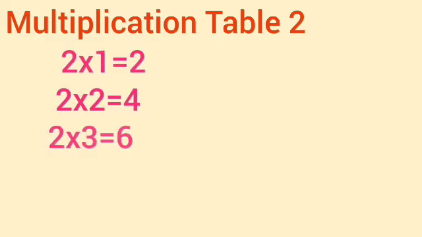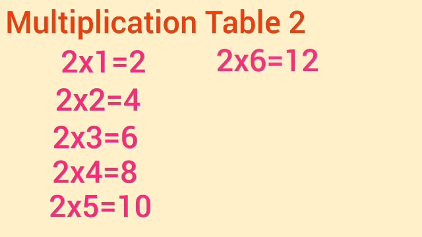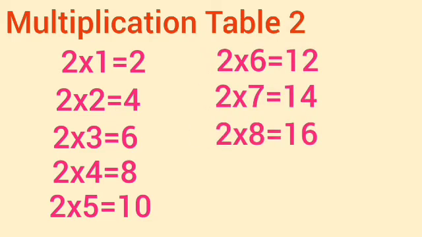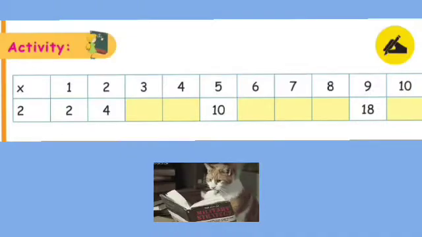Now let us learn multiplication table. Children, repeat with me. 2 1s are 2. 2 2s are 4. 2 3s are 6. 2 4s are 8. 2 5s are 10. 2 6s are 12. 2 7s are 14. 2 8s are 16. 2 9s are 18. 2 10s are 20.